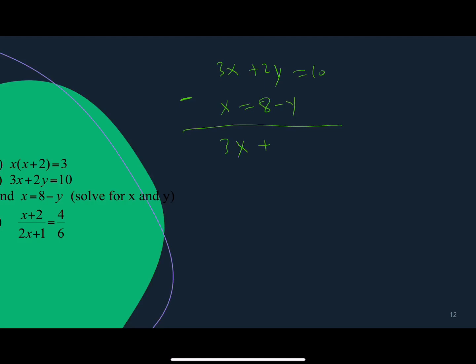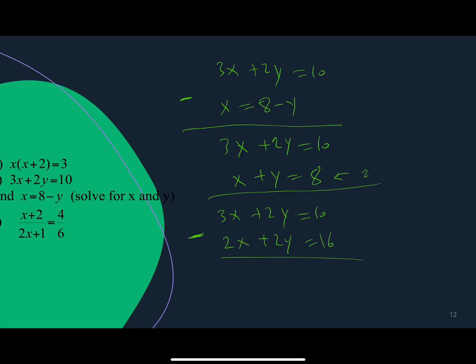3x plus 2y equals 10, and then let's make the second the same format as the first equation. x plus y equals 8. I will multiply this equation by 2 so I can get rid of the y. So let's see what happens here. 3x plus 2y equals 10, and if I multiply by 2, that means 2x plus 2y equals 16.